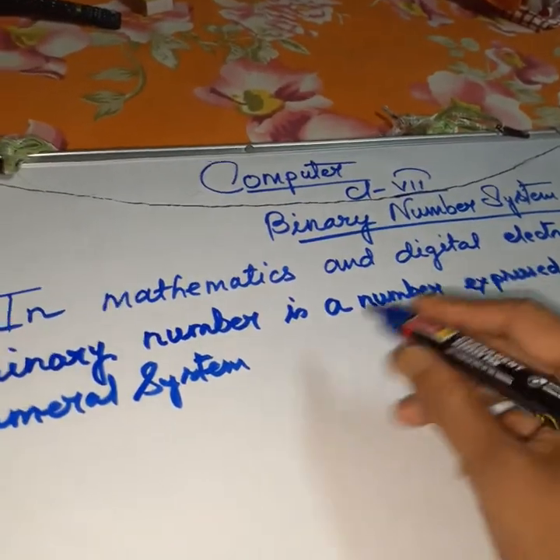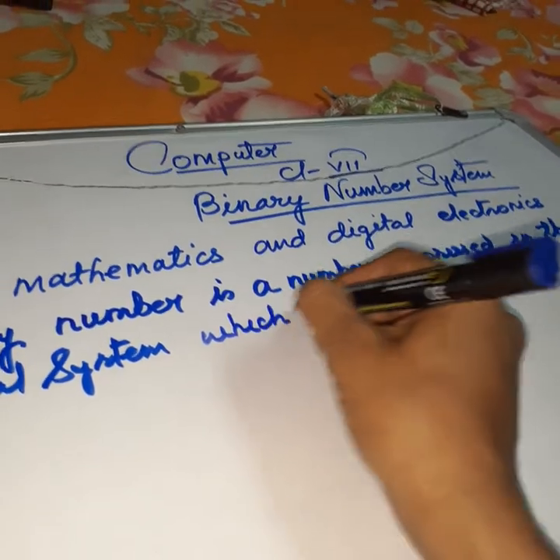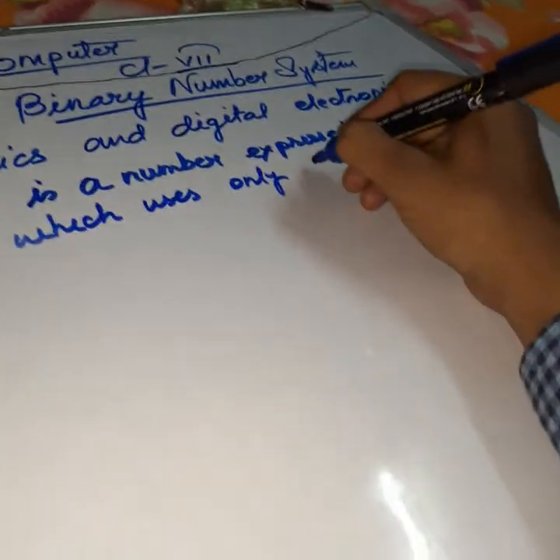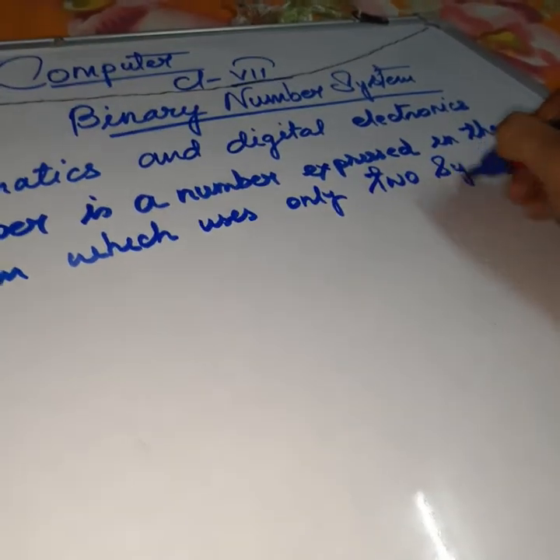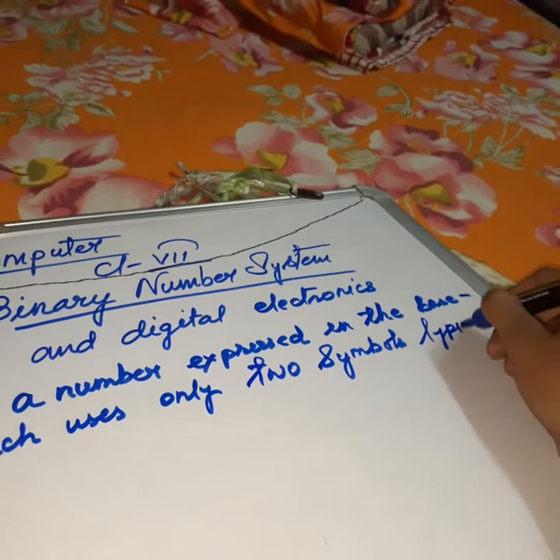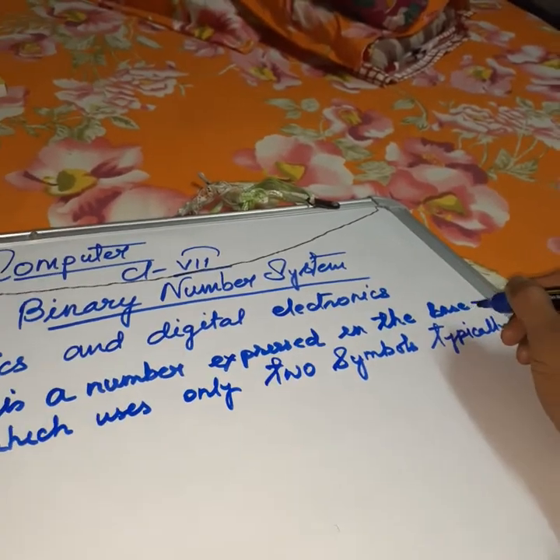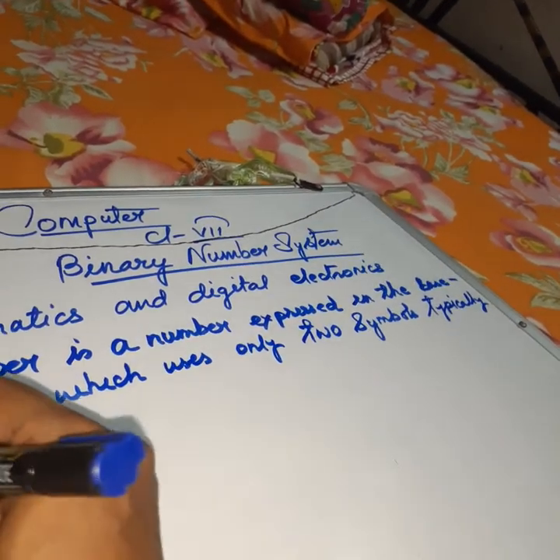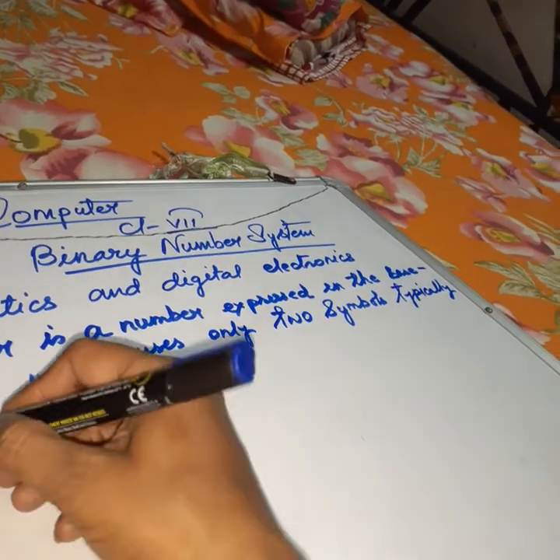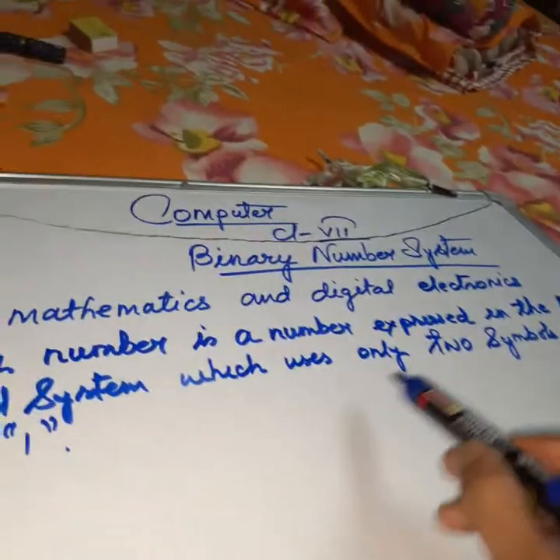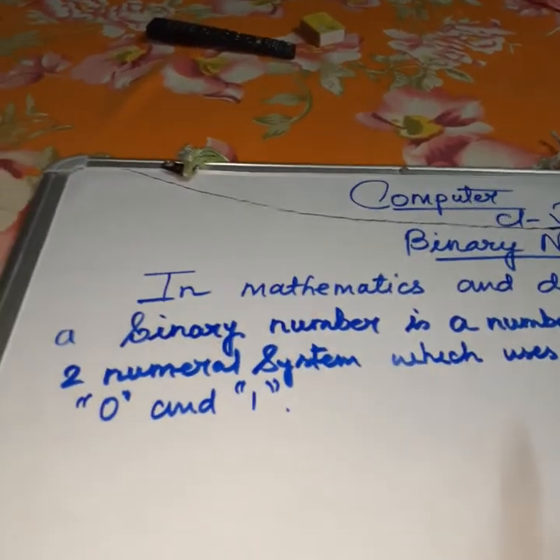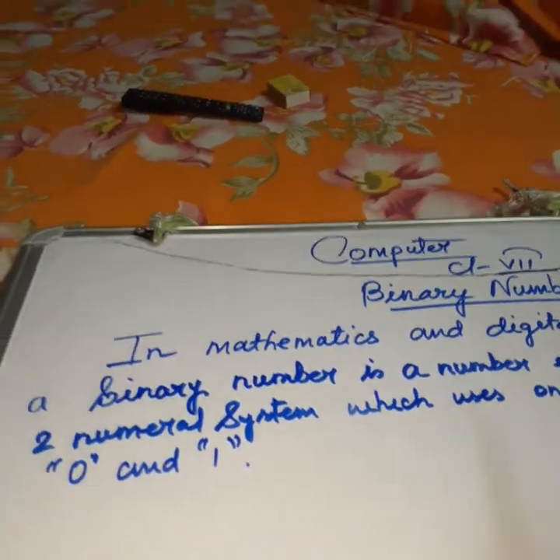Now, which uses only two symbols, typically zeros and ones. So in the binary system we are using only two numbers, zeros and ones. Sorry for one thing, because I have no book, that's why I am writing over here to make you understand. So what is the binary system?